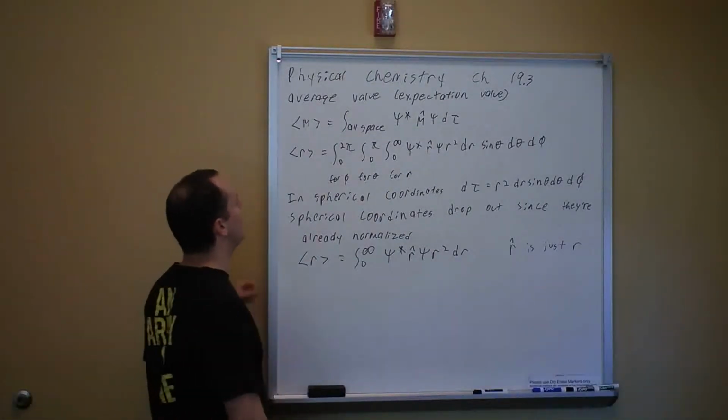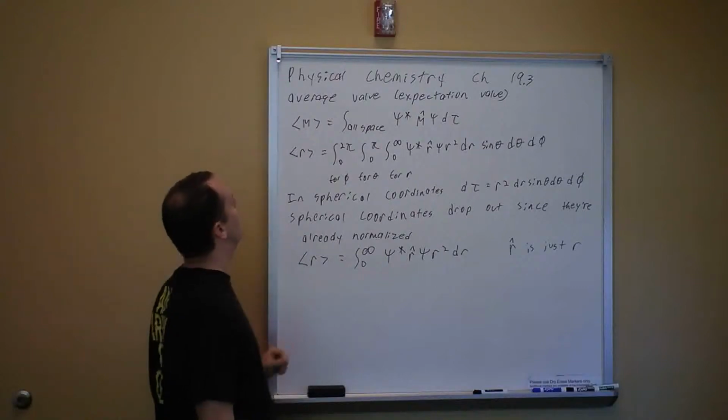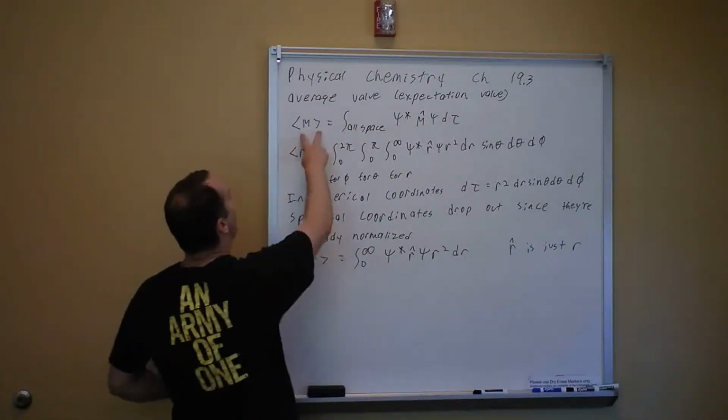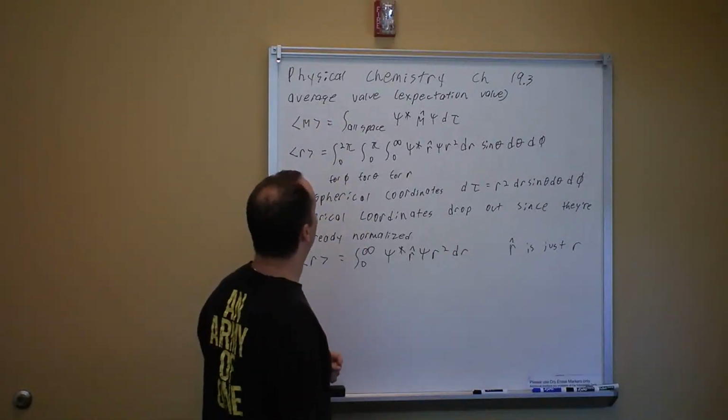Continuing on Physical Chemistry, Chapter 19, Section 3. Now we're going to talk about the average value, also known as the expectation value of a quantity. Let's say we have any quantity m, and we want to find the average. You remember these brackets here, these mean average. I think we mentioned that before.